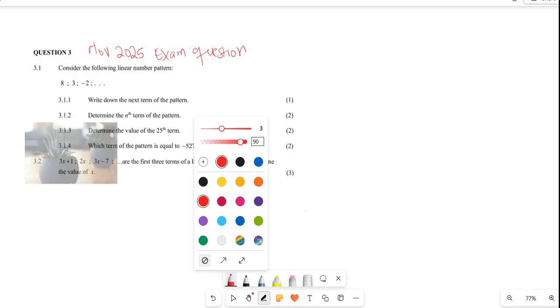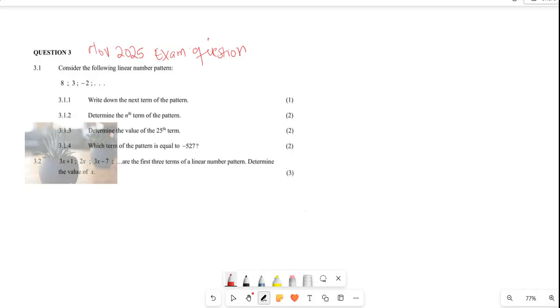All right. So, okay, let's get started with question number 3. Consider the following linear number pattern: 3, 8, 3, and -2. 3.1.1, write down the next term of the pattern.